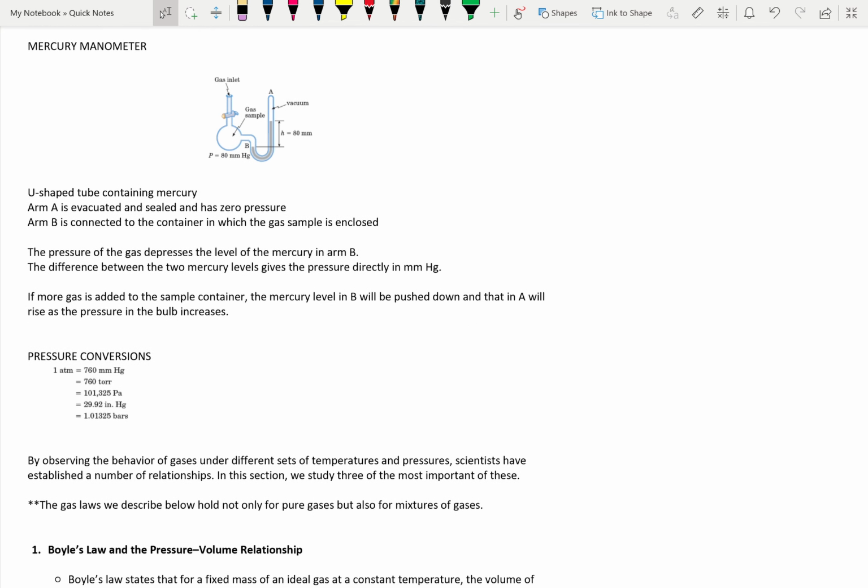Some pressure conversions for you to consider when doing calculations. 1 atmosphere is 760 millimeters of mercury, 760 torr, 101,325 pascals. That's all we use in this class. You don't have to know inches of mercury or bars.